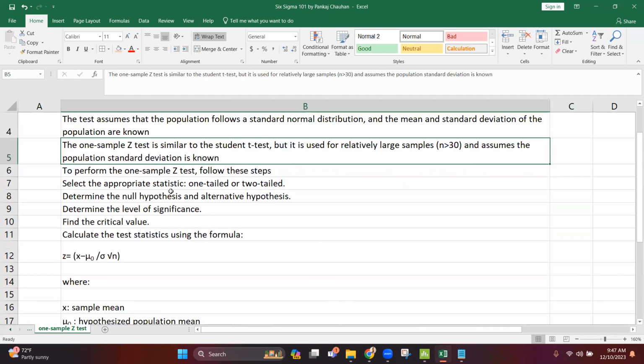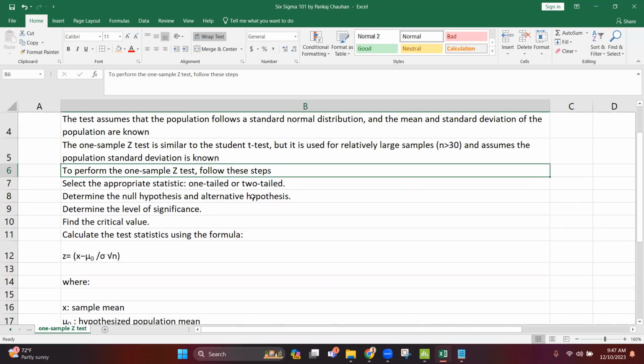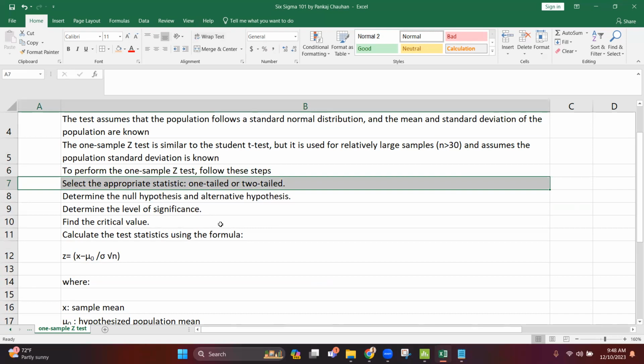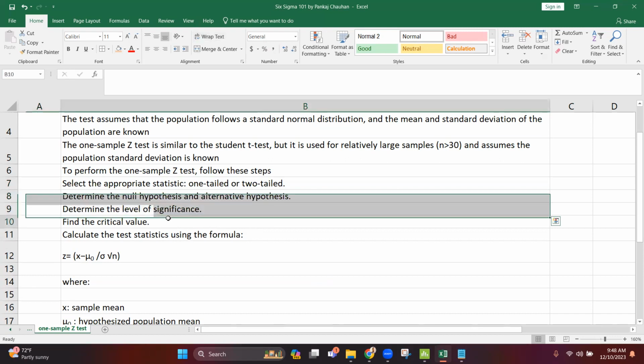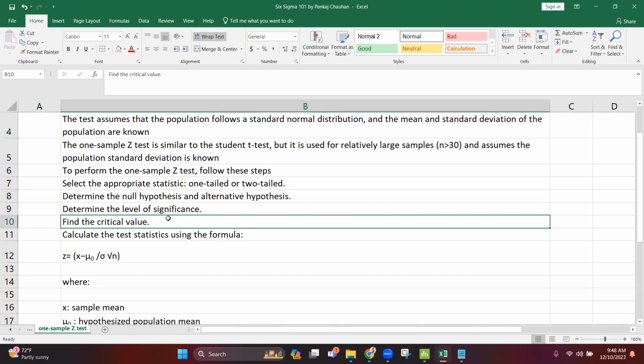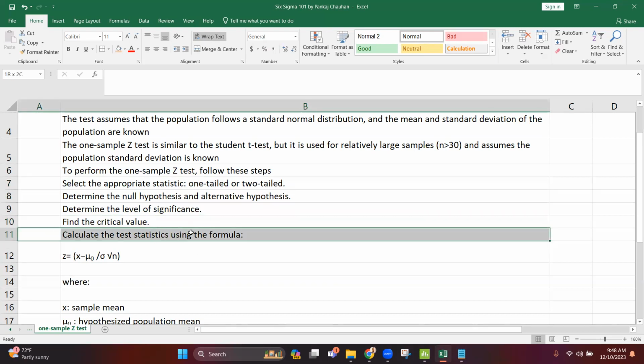To perform the one sample Z test, we follow these steps. One, select the appropriate test statistic. Either you are looking for a one-sided comparison or a both-sided comparison, which means one-tailed or two-tailed. Then we determine the null and the alternate hypothesis. We determine the level of significance, like 95%, or maybe 90% or 99%. And then we calculate the critical value by calculating the test statistic.